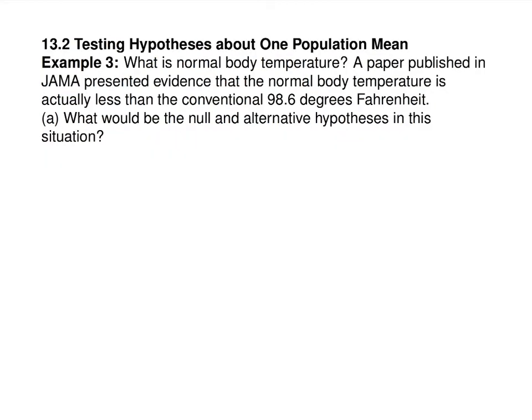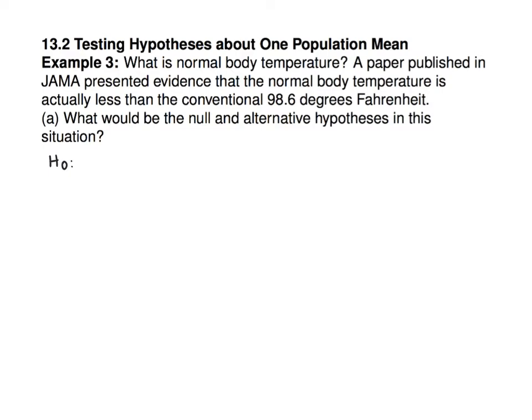Okay, now let's actually move on to doing some hypothesis tests with actual population means. So, what is normal body temperature? A paper published in JAMA presented evidence that normal body temperature is actually less than the conventional 98.6 degrees Fahrenheit. What would be the null and alternative hypotheses in this situation? So let's write them both in words and in symbols. And when you do them in symbols, you do have to use correct notation.